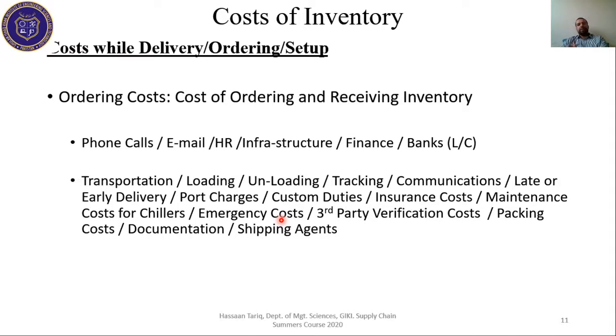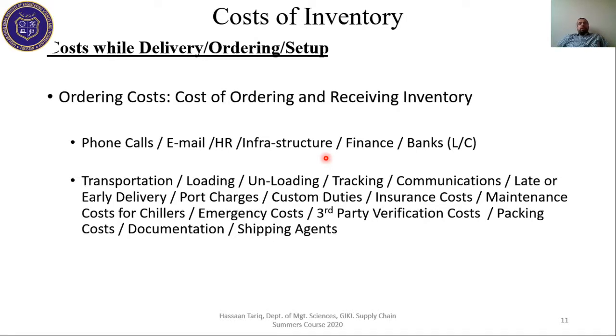And similarly, manufacturing has its own manufacturing schedules, so they look into supplier schedules and their own schedules. So exactly what is happening is that if you are ordering your inventory, it needs some costs, right? There are some costs associated with that. That can be your phone cost, your emailing to the supplier, your HR people, your infrastructure, that can be your technology. Obviously, you need financing, then you have banks and letters of credibility.